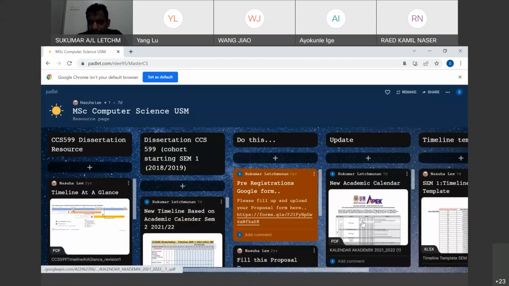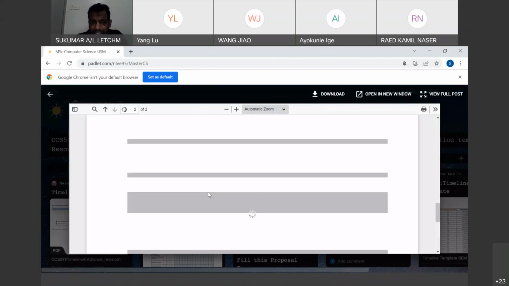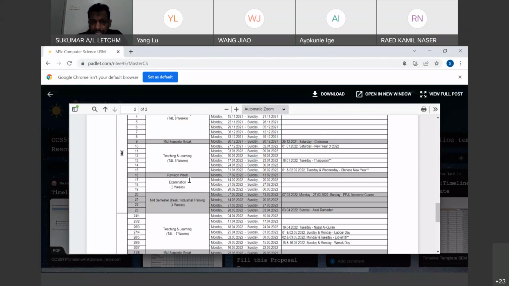If you look on the calendar, your inter break will be on the 7th of March. So basically, you need to make sure you look at this inter break. During your inter break, you already start on week 1. It's considered you already started doing your CCS 599.